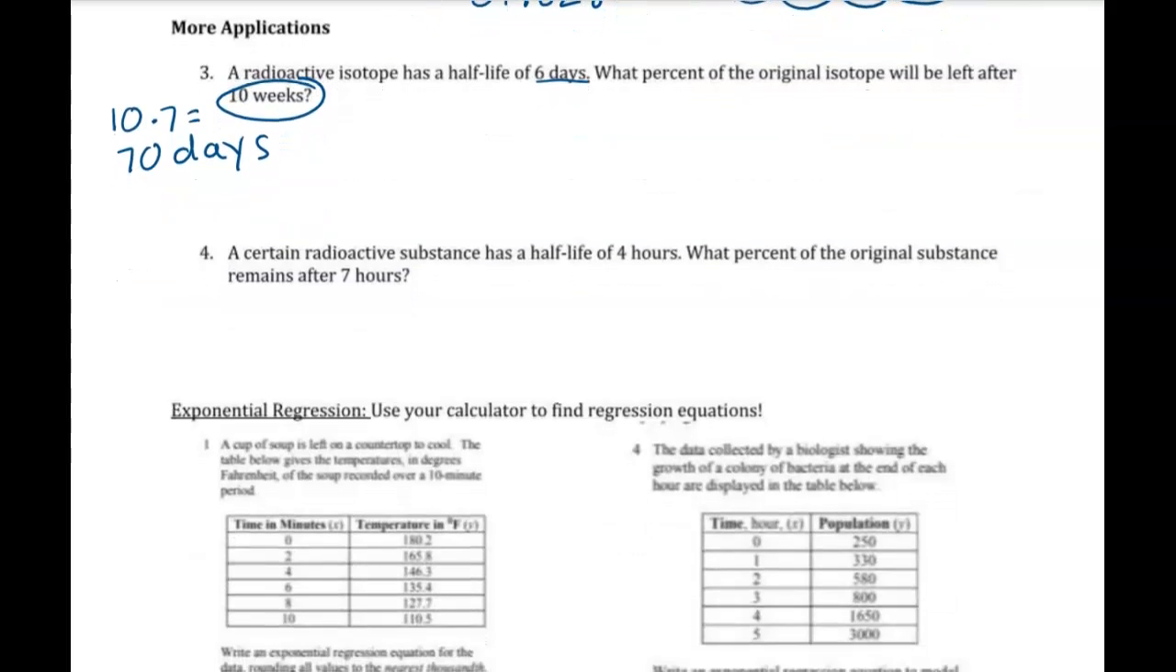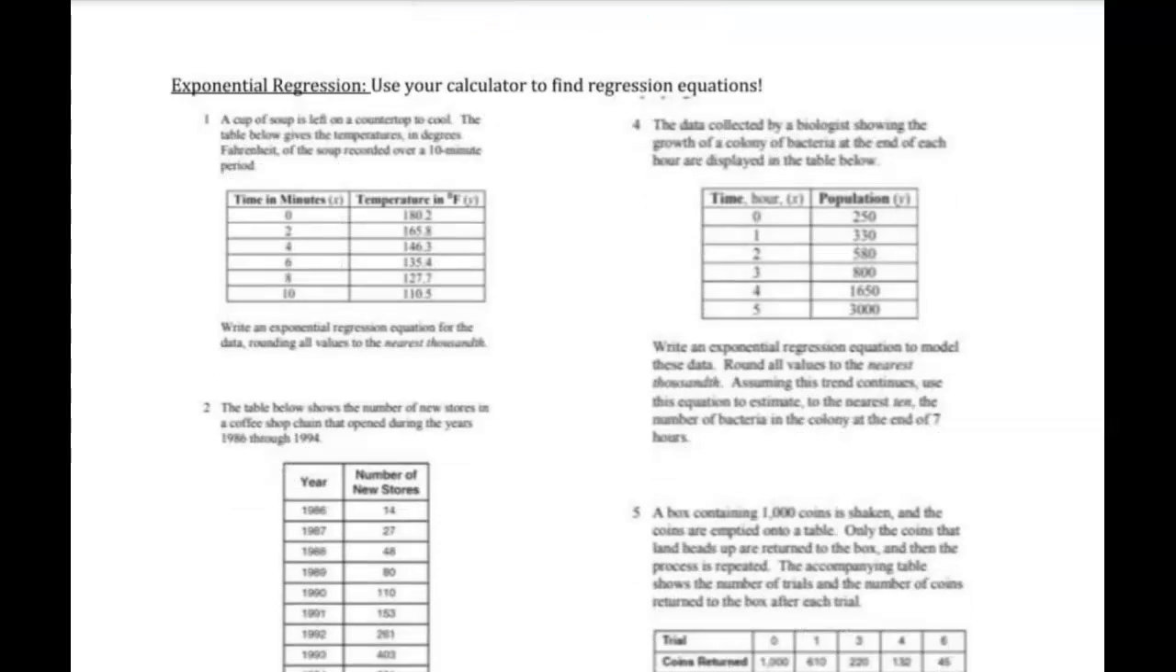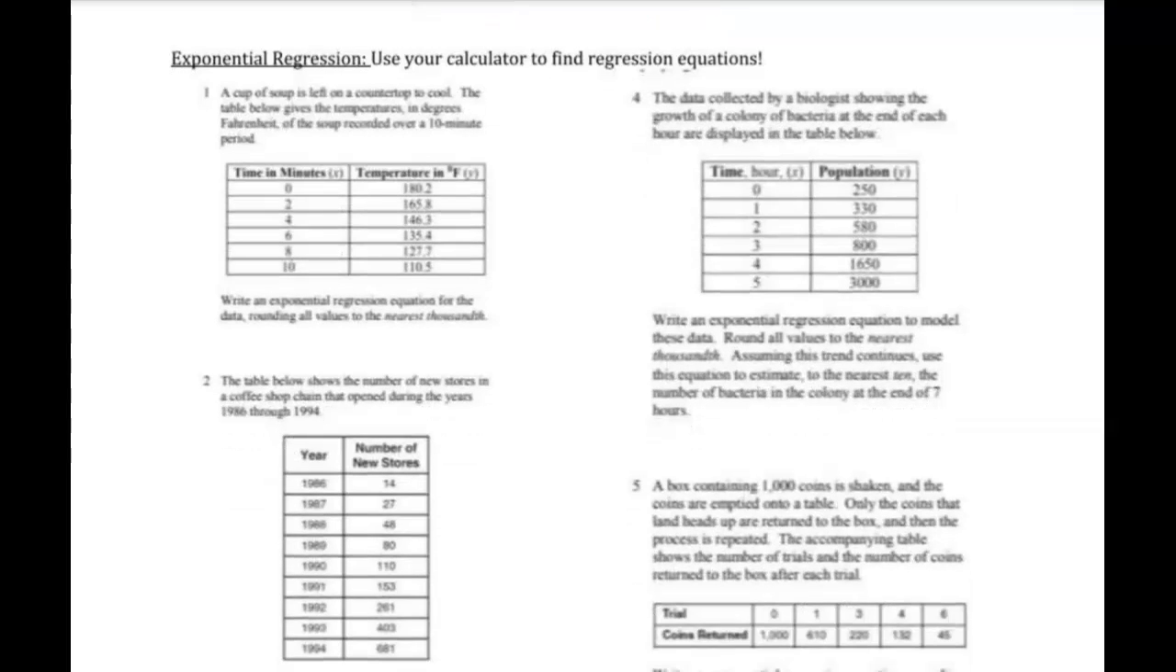For number 4, this is similar to the one before. Just know that our a equals 1, which is 100%. We're talking about percentages, okay? But again, feel free to look at the key. Down here, this is all using your calculator to find regression equations. So you can look at the 2.5 notes, and it shows you step by step what to do. And then you can look at your answers in the answer key and check to see if you got them right.